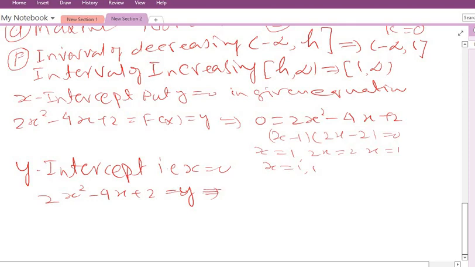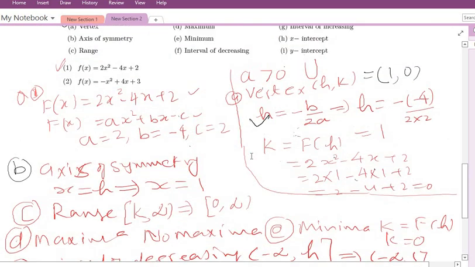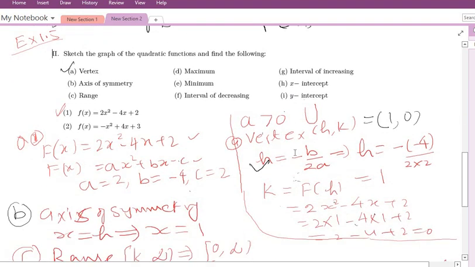So it becomes y is equal to 0, because here it is 0 minus 0 plus 2. So it means that y is equal to 2. That means when you substitute x is equal to 0, you will get the y-intercept, that is y equal to 2. Now we have all the required information: x-intercept and y-intercept.